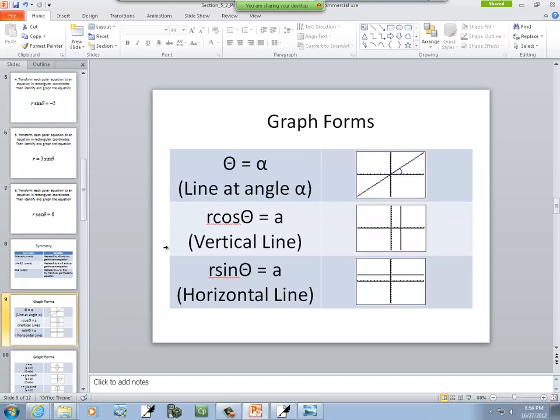Some of our graph forms, if you get theta equals an angle, like theta is equal to pi over 4, it's going to be a line at the angle alpha, which is like pi over 4. R cosine theta, we already saw that's x, so that's x equals a number. That's a vertical line. R sine theta, we already saw that's y, so that's y is equal to a number. Take my glasses off. And that's a horizontal line.